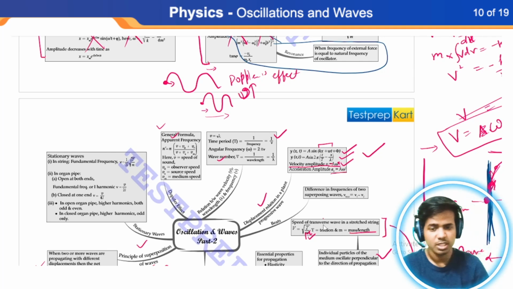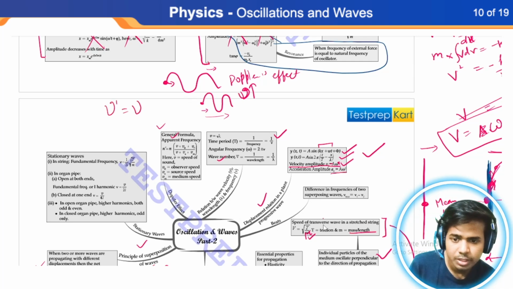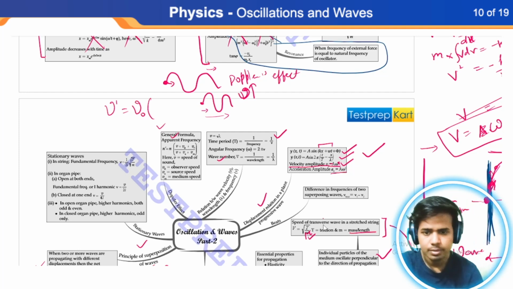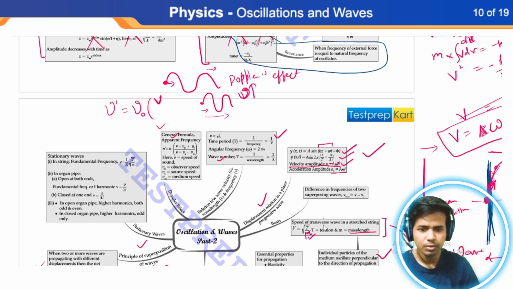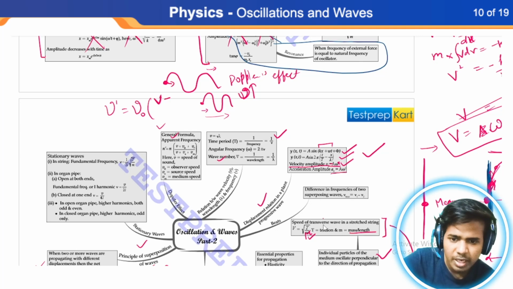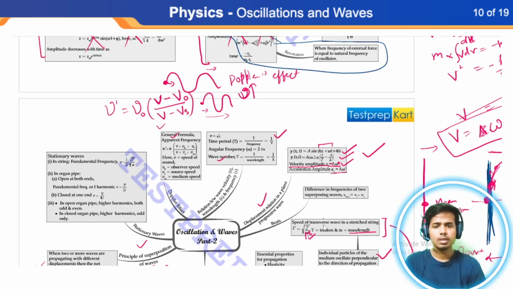So that is called Doppler's effect, and the change in frequency is equal to the initial frequency multiplied by the speed of sound minus the velocity of the object, with respect to the speed of sound minus the velocity of the source.